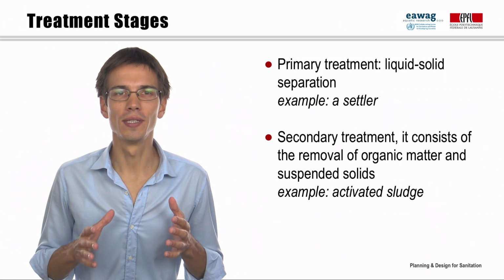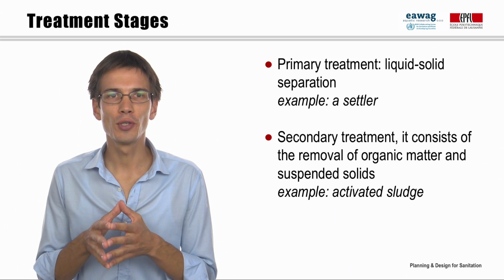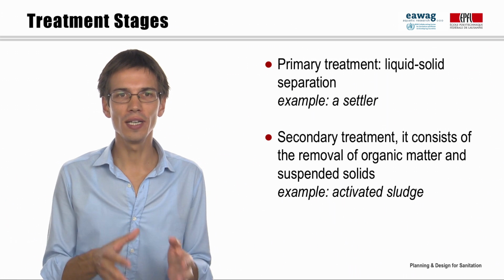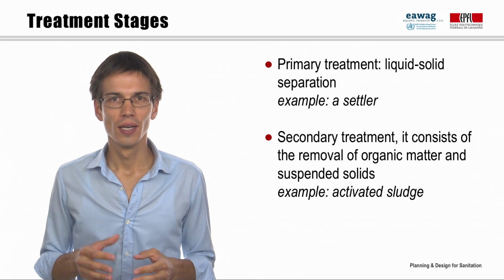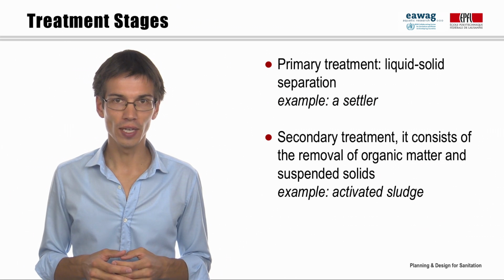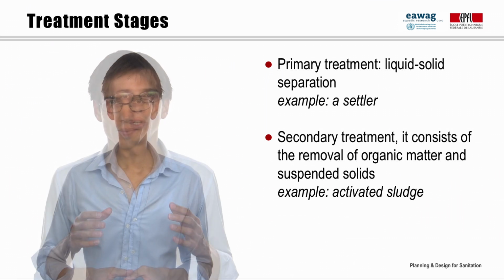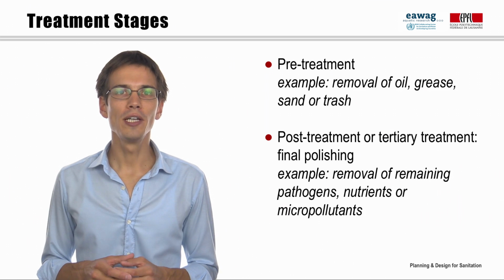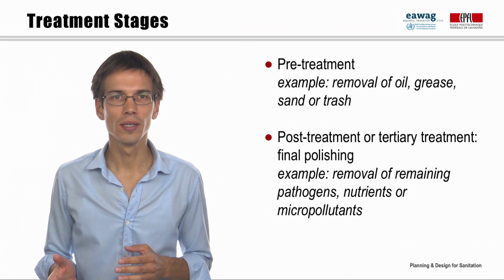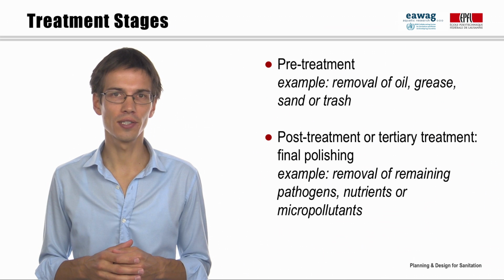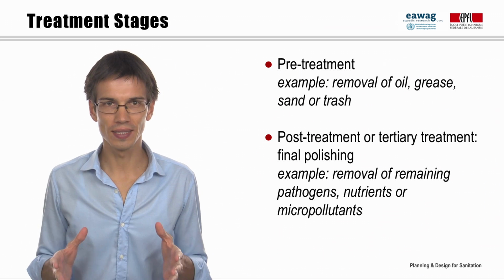The two main treatment stages are called primary and secondary. Primary treatment consists in the liquid-solid separation, for example through sedimentation. As for the secondary treatment, it consists of the removal of organic matter and suspended solids. The pretreatment is the preliminary removal of wastewater or sludge constituents, such as oil, grease, and various solids, like sand and trash. Pretreatment is a must.